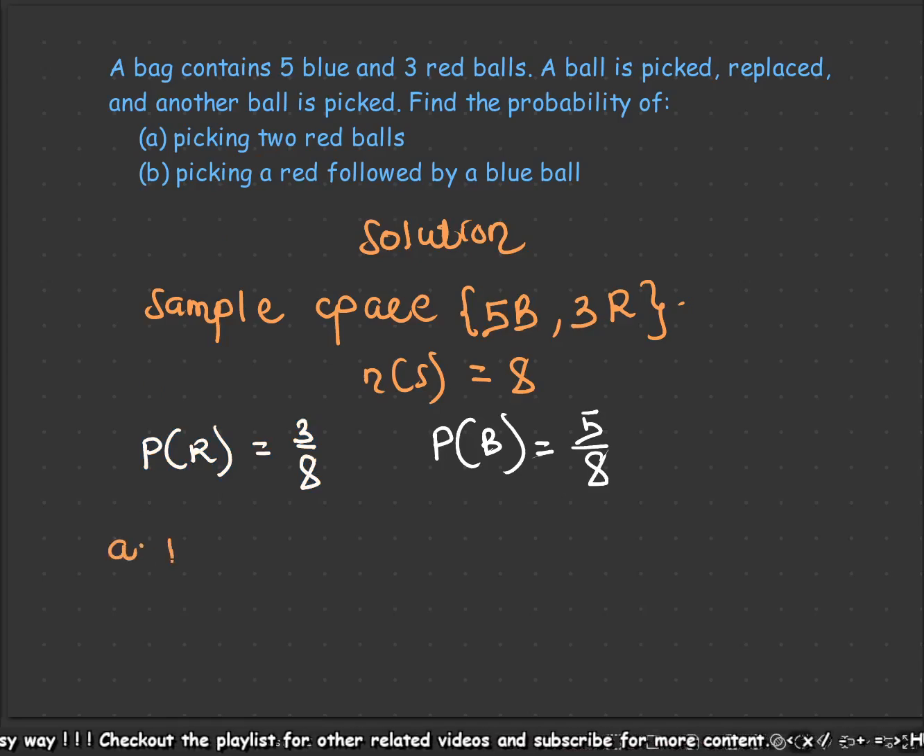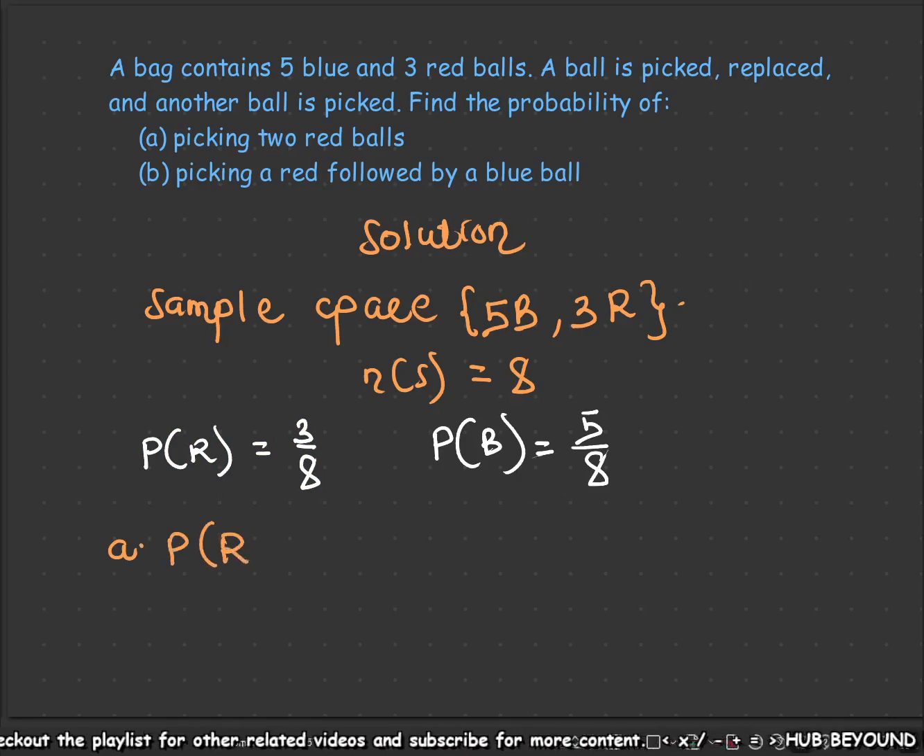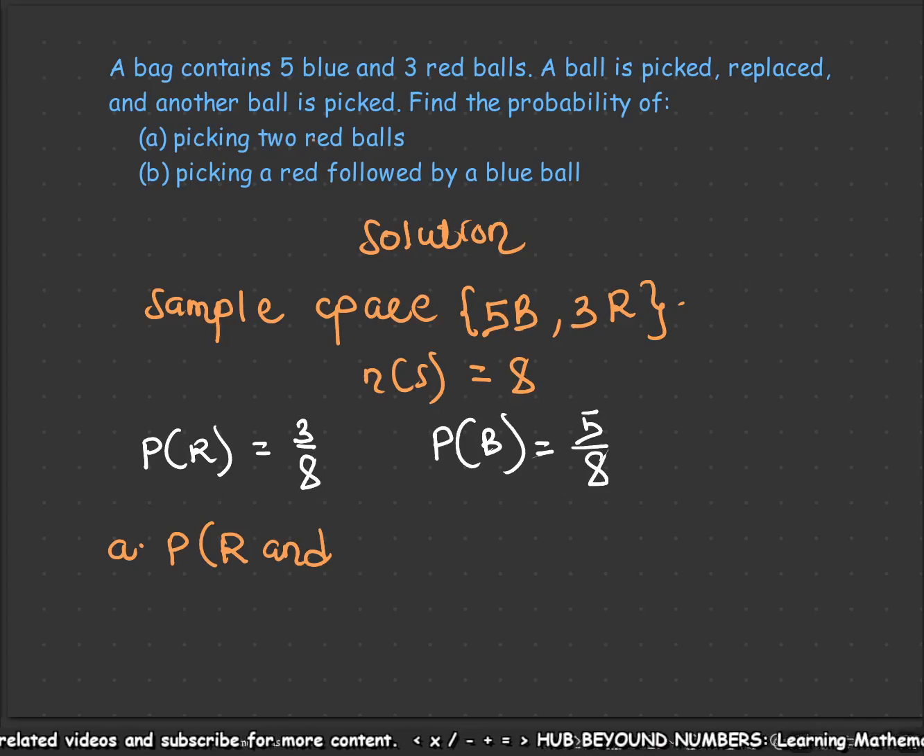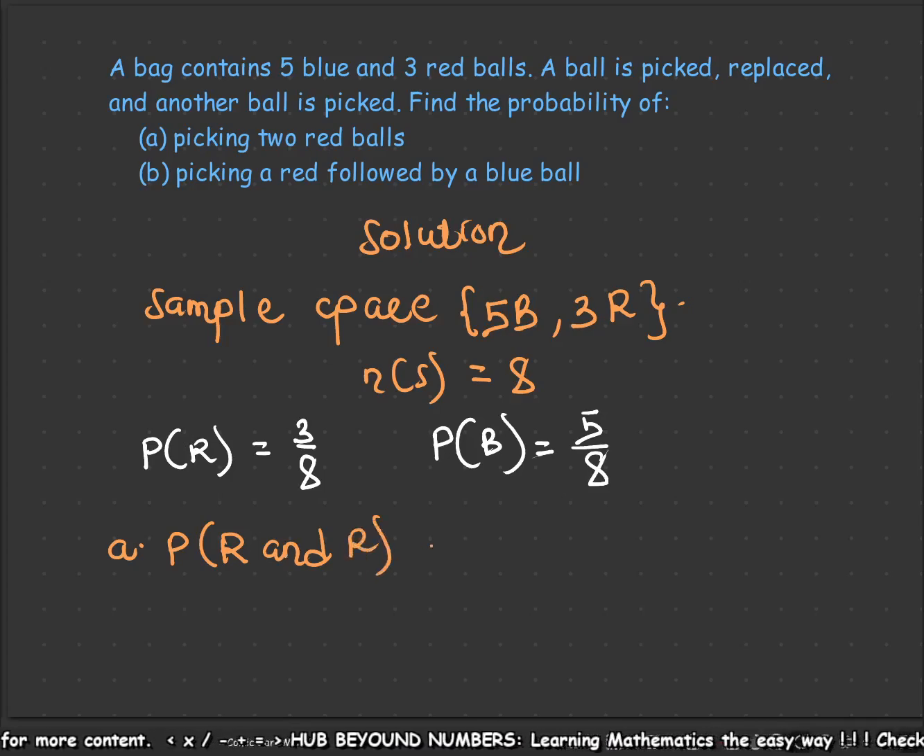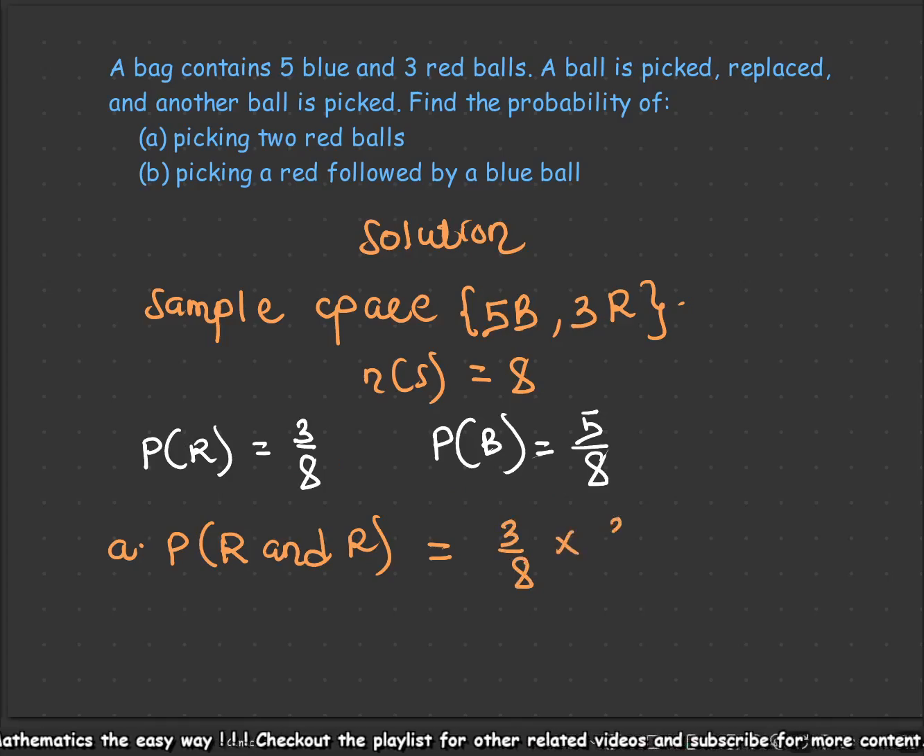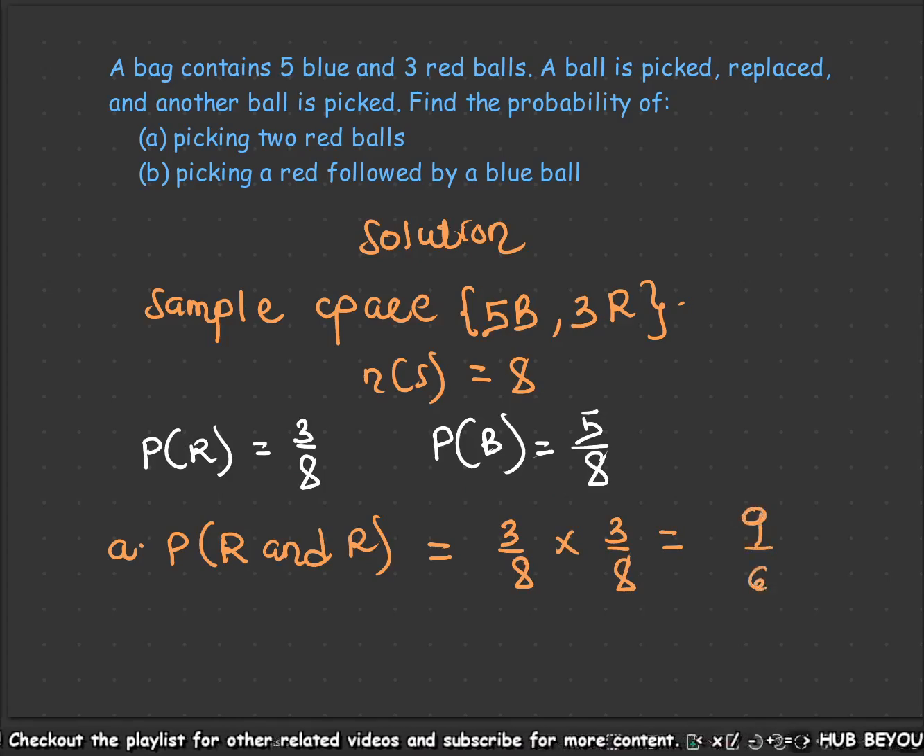The A part of the question says the probability of picking 2 red balls. So picking 2 red balls means we are picking a red ball and another red ball. You see? And we said for these two independent events, if you want their probabilities, then we are just going to look for their product. So that is what? A 3 over 8, which is the probability of picking a red ball, times 3 over 8, right? And that should give us a 9 over 64. 3 times 3 is 9, and 8 times 8 is what? 64. As simple as that, right?